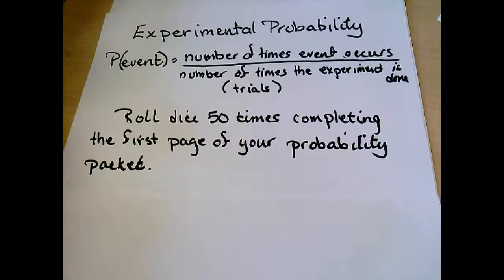So you will have a sheet that is handed to you. Roll your dice 50 times and you will complete the first page of your probability packet. And that completes 13-1.